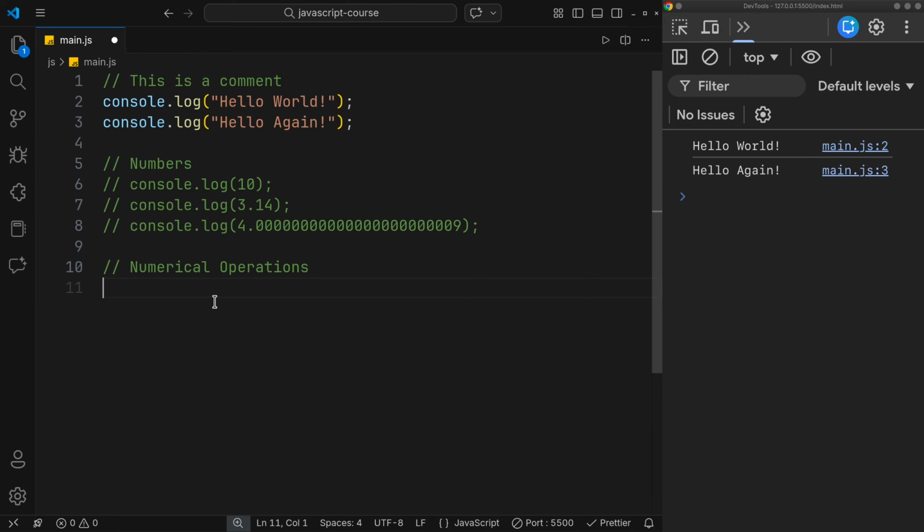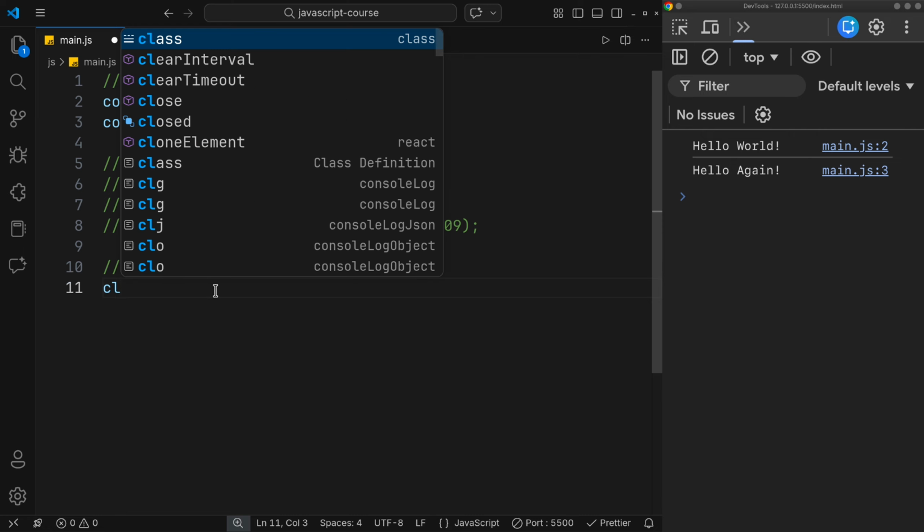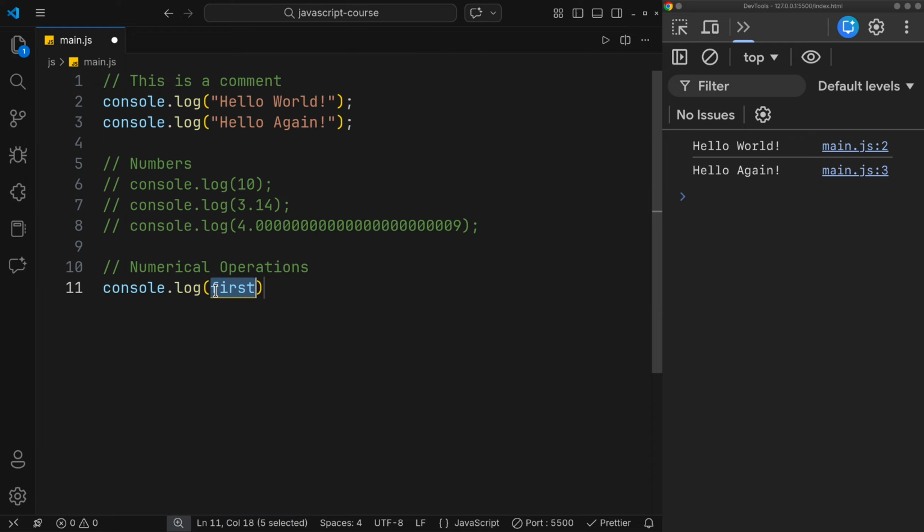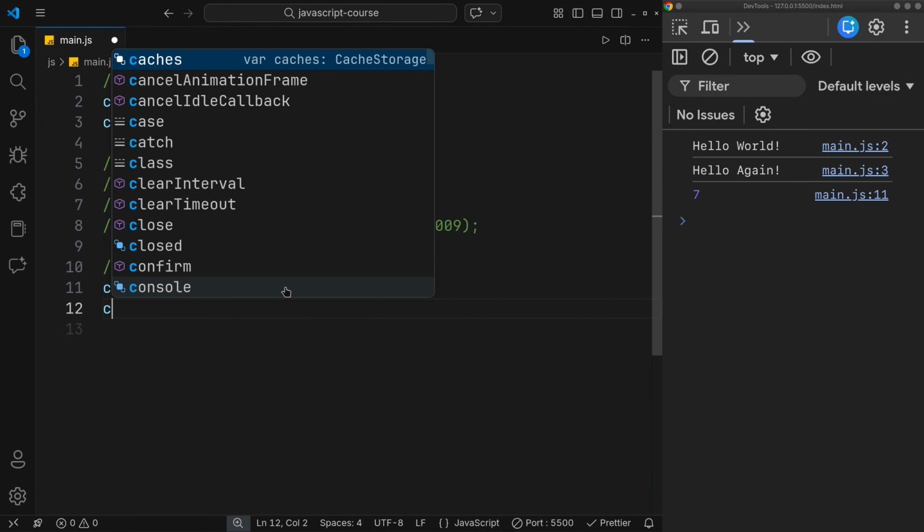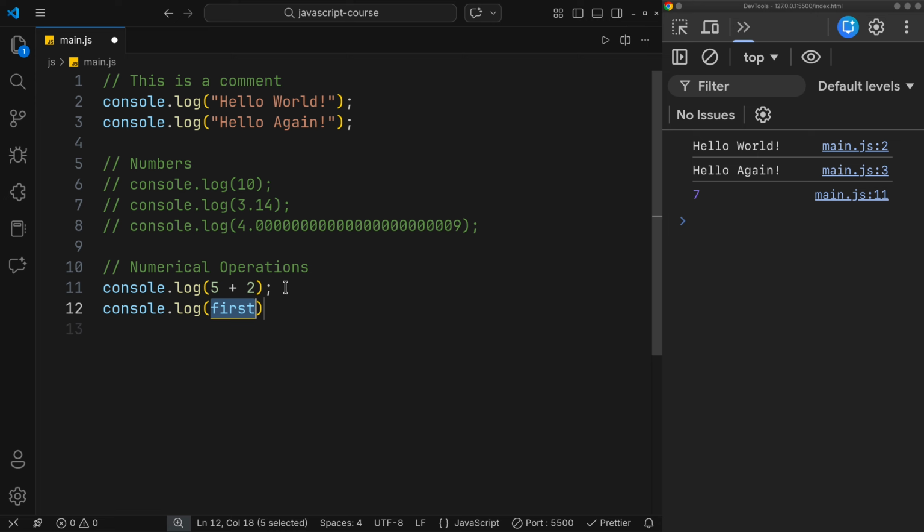As you can see, inside of JavaScript we have numbers, and we can do basic mathematical operations with these numbers. For example, console log, let's do 5 plus 2. Hit save. As you can see, we are getting 7 here. Or we can do something like 4 plus 5.6.